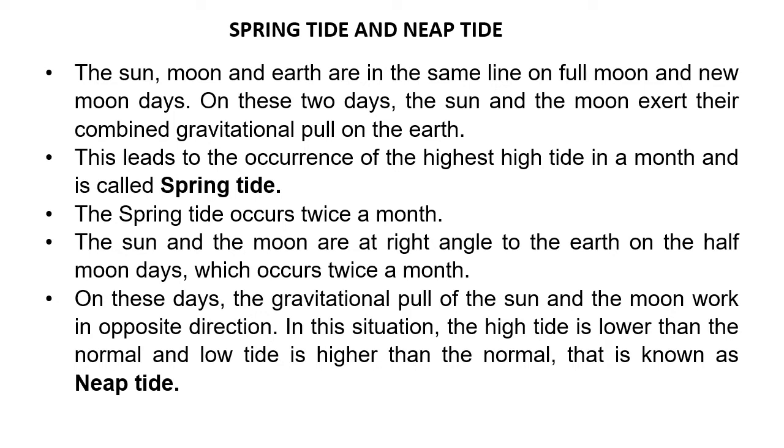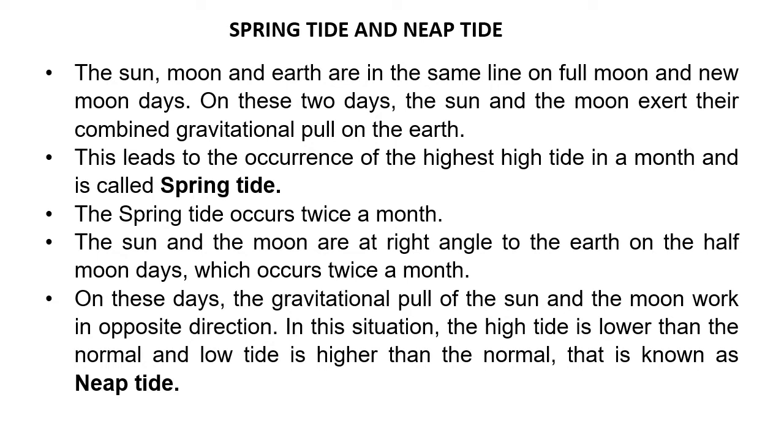The sun and the moon are at right angles to the earth on the half moon days, which occur twice a month. And on these days, the gravitational pulls of the sun and the moon work in opposite directions. In this situation, the high tide is lower than normal, and the low tide is higher than normal. That means the high tide is much lower.